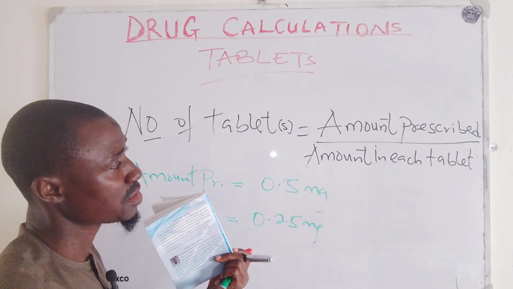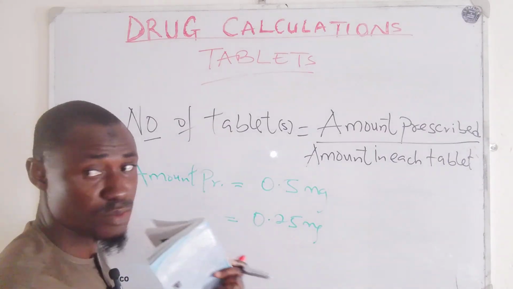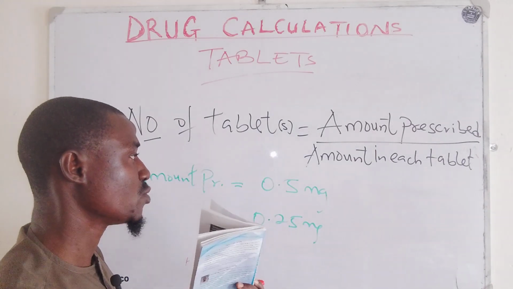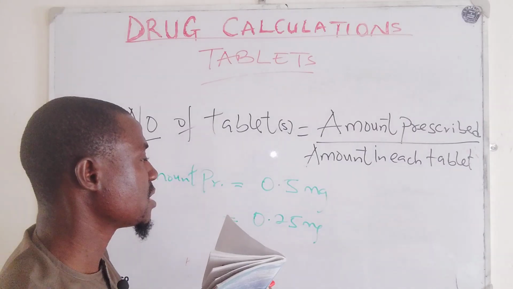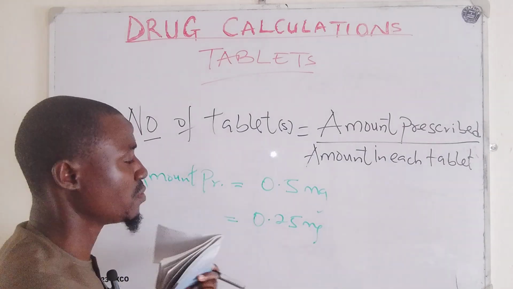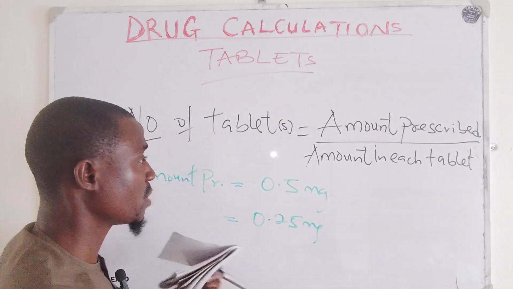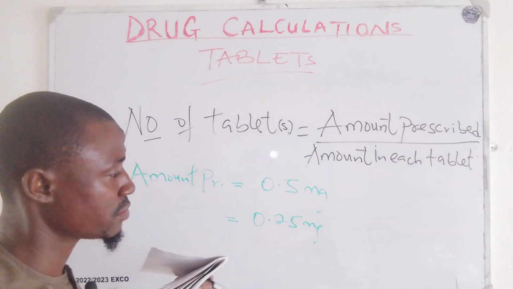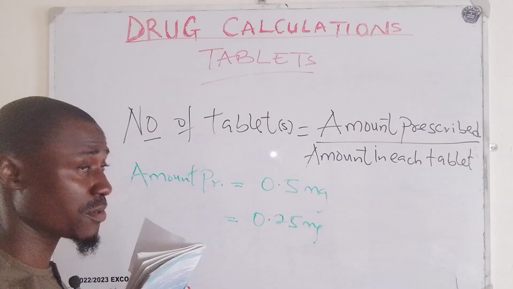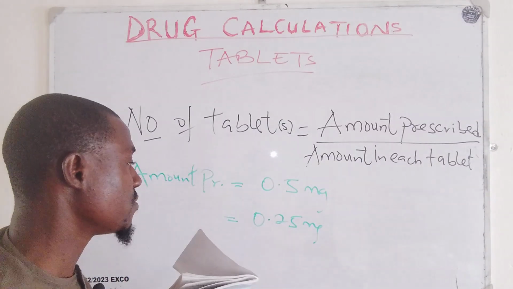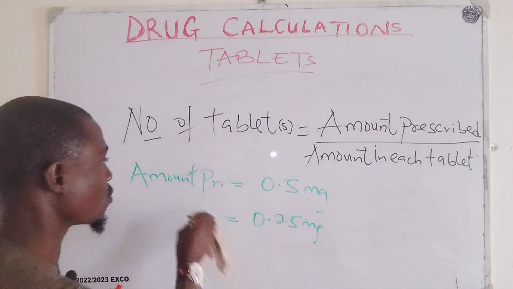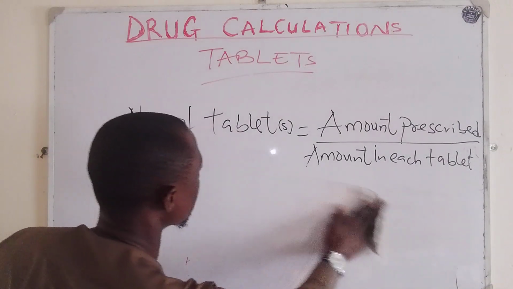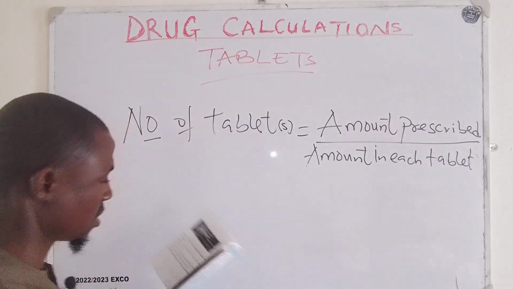Each tablet of it contains 0.25. So if each tablet is 0.25, because that is what is available in the pharmacy, automatically this will be the amount in each tablet. So 0.25 is now the amount in each tablet because that is the amount available from the pharmacy. With this information, we can quickly apply this formula and know the number of tablets.